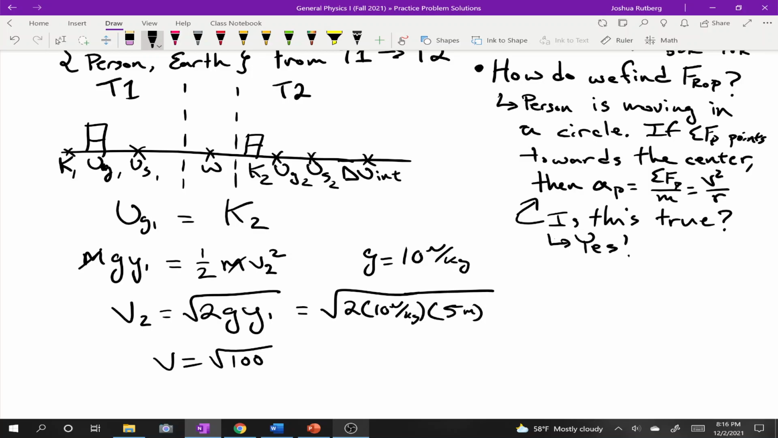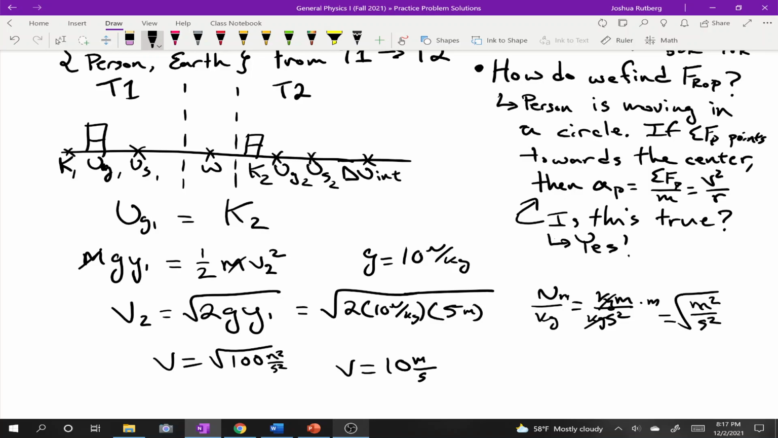Let me check the units here. So newtons per kilogram is, let's add the extra meter in there, kilograms meters per second squared times meters, divided by the kilograms on both sides. Those cancel. Those become meters squared per second squared. When I square root that, I get meters per second. So my velocity is going to be 10 meters per second.